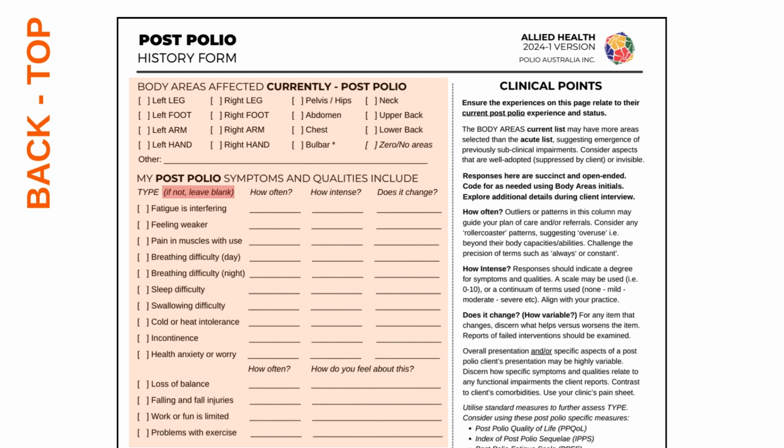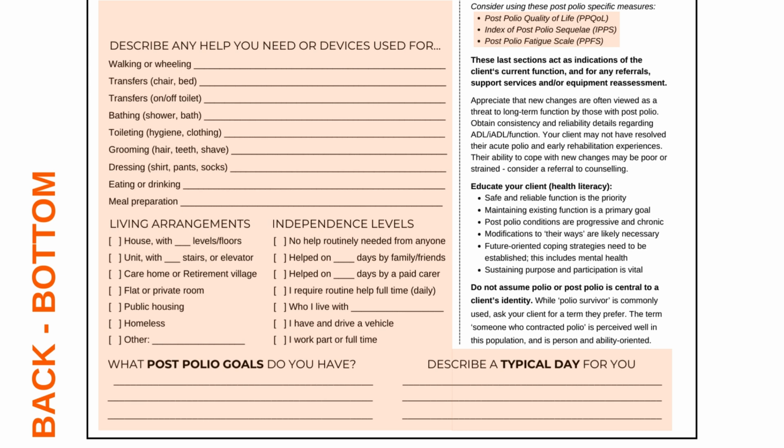So now let's move on to the next page, which is the bottom of page 2. And you can see that this now relates more to functional ability and independence and living arrangements. So the top section here, walking or wheeling all the way through to meal preparation. What you're writing here is describing any help you need from somebody or a device that you use to achieve those things in your normal day-to-day routine or normal day-to-day approach or strategy.